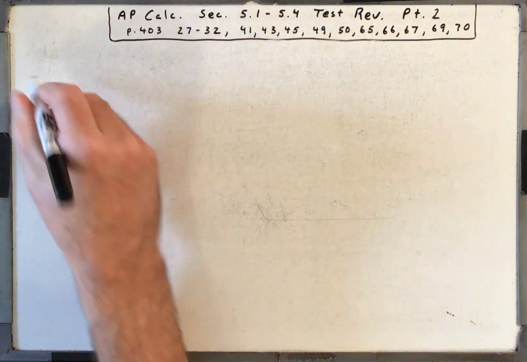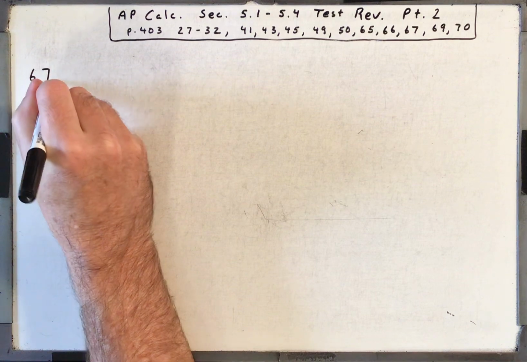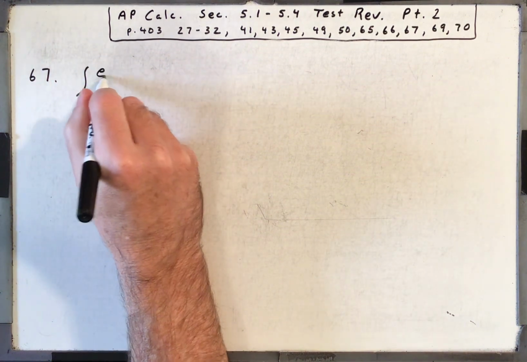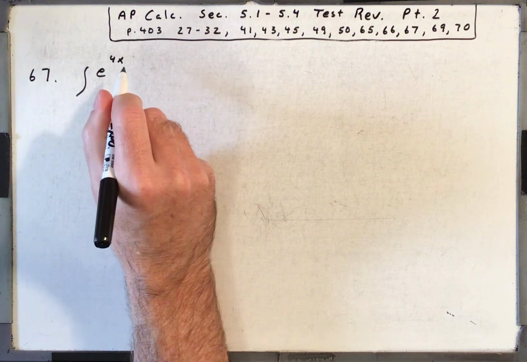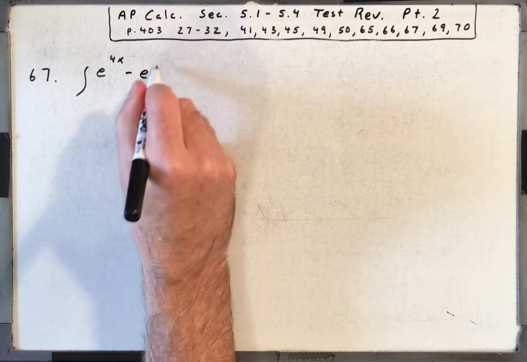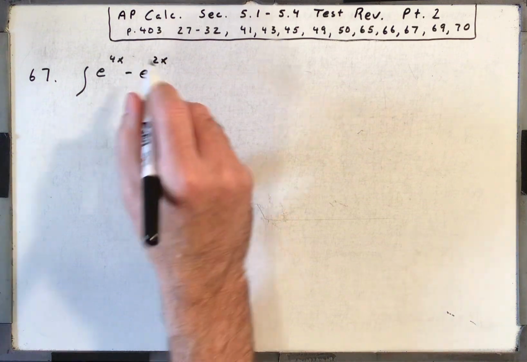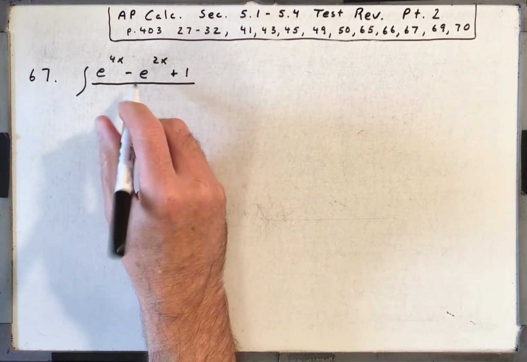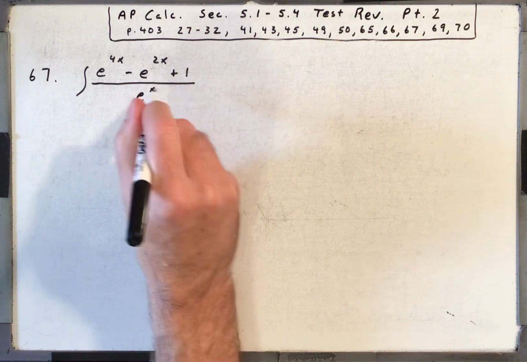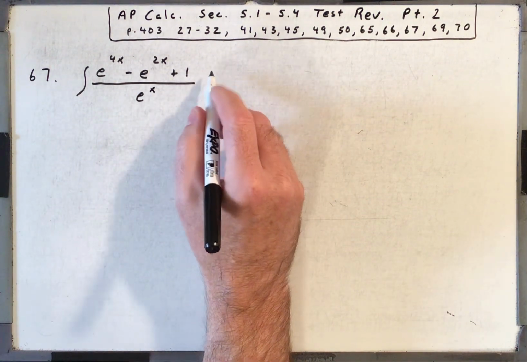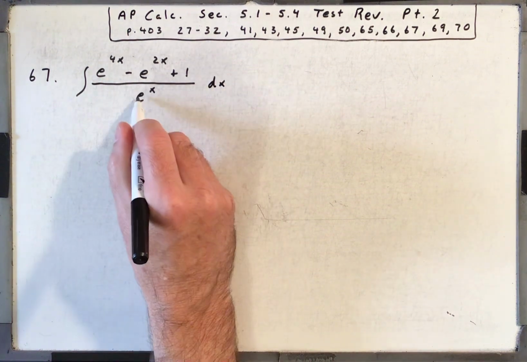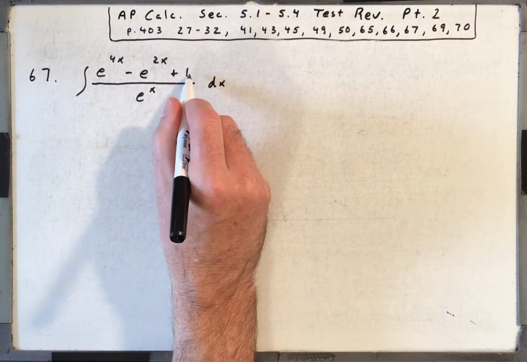Okay, 67. Now 67, this is the type of problem that so many students have trouble with. And boy, I wish they didn't. It kind of drives me crazy because it's such an easy problem. When you just have one term in the denominator, you don't want to try to use a u substitution here. It won't work. You divide e to the x into each of these terms.